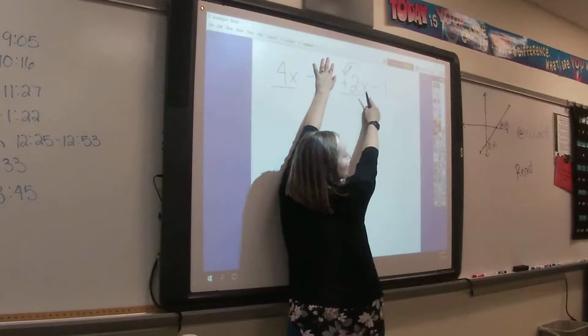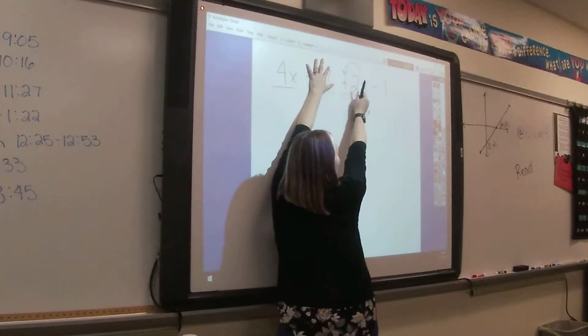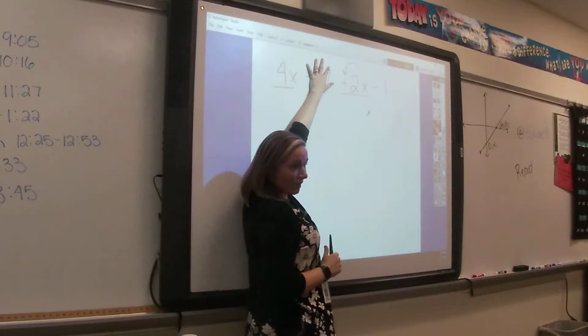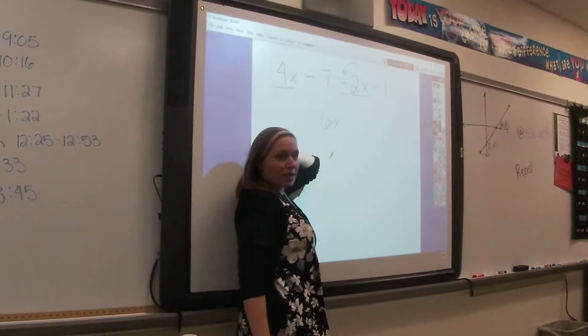This is a positive 2x. But if I'm combining like terms, it's a 4x plus 2x. And so that becomes a 6x. What else can I combine?